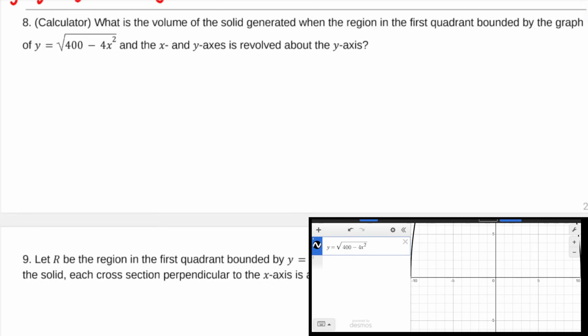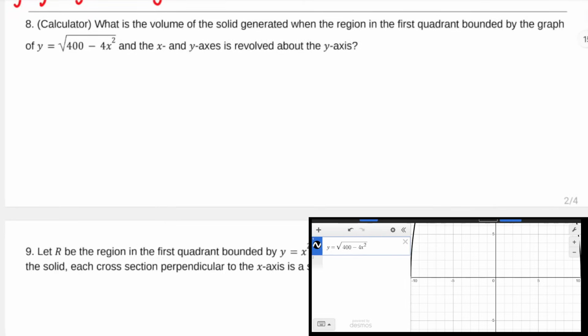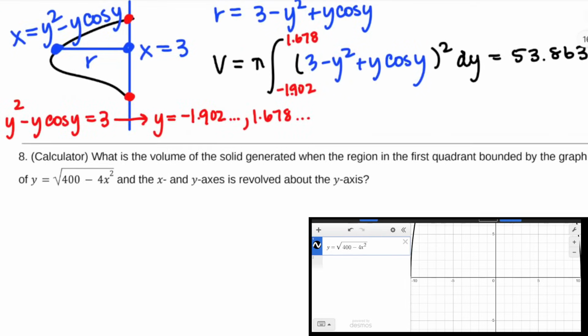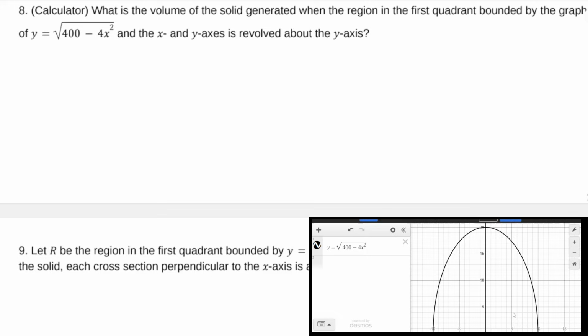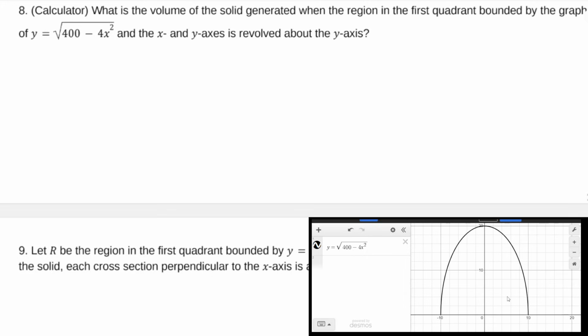All right, the next one's talking about rotating the region in the first quadrant bounded by the graph of y equals square root of 400 minus 4x squared and the x and y axes around the y-axis. All right, so we go over here, we look, and in the standard window, I'm not seeing a whole lot of graph. I see a little bit right here. Yeah, there we go. I got my mouse, you can see it there. I'm going to need to zoom out a little bit. So zoom out until I can see, okay, now I see what's going on.